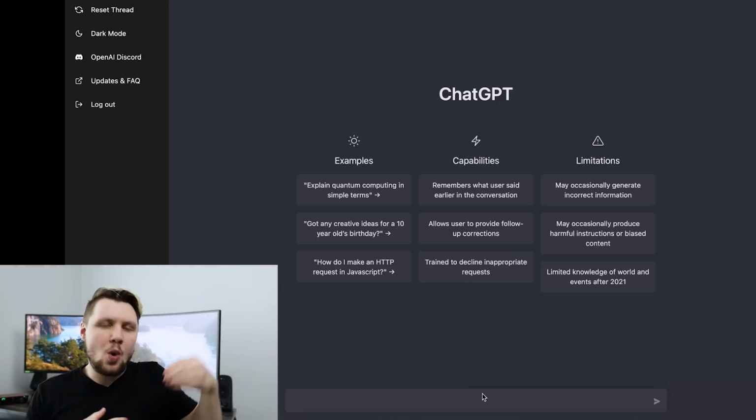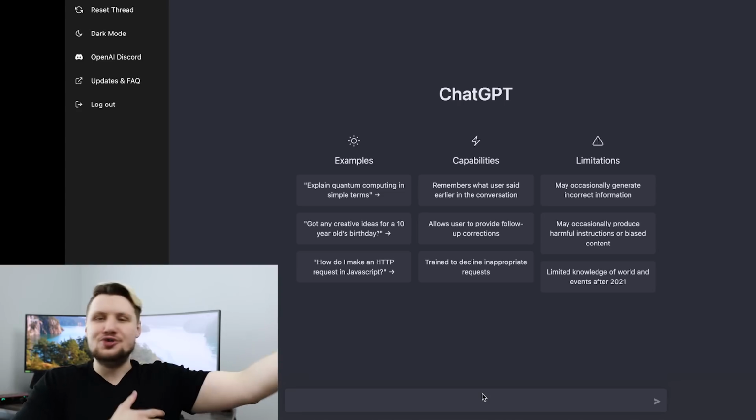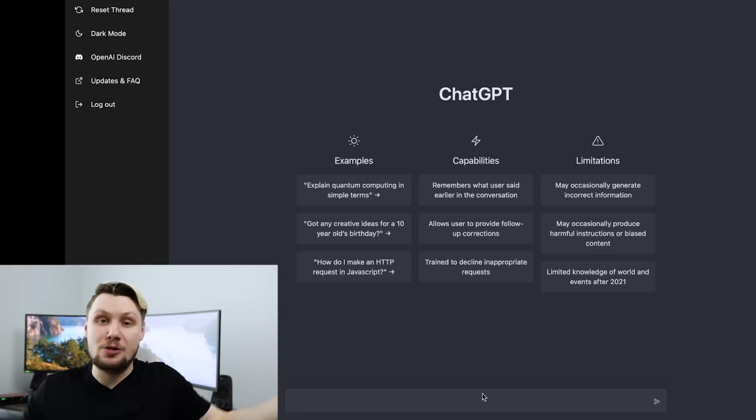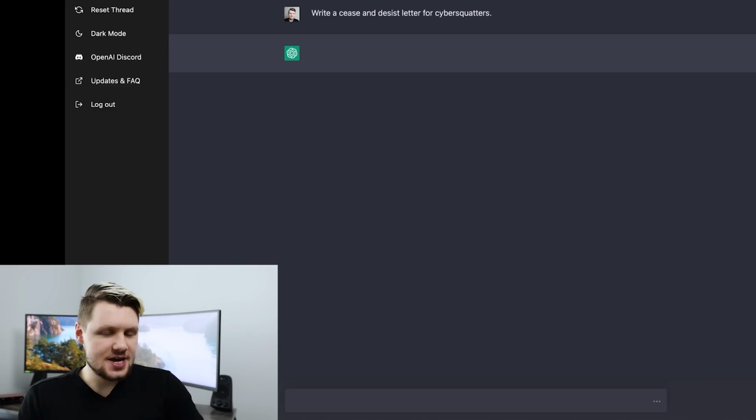They're using it, and I want them to stop doing that, so I'm going to send them a cease and desist letter, something that would cost, again, a lot of money through a lawyer or finding one online, or at least it would take a lot of time to write one. So write a cease and desist letter for cyber squatters. Let's see what ChatGPT can do for us here.